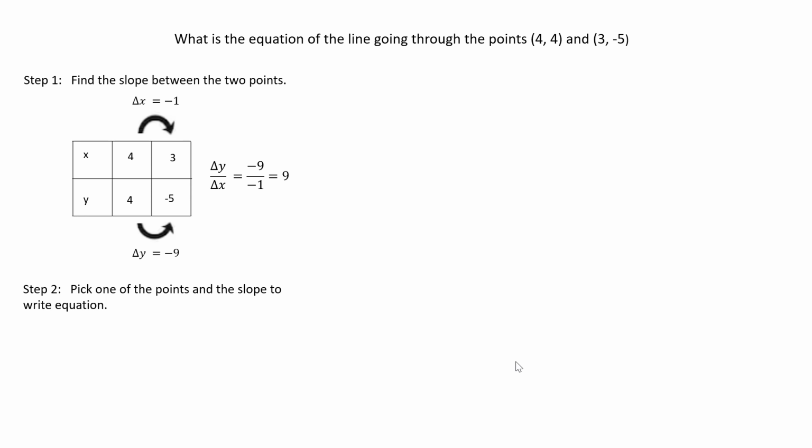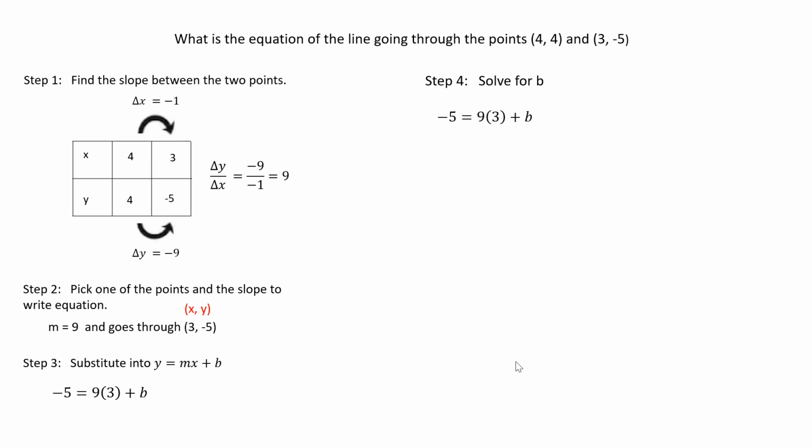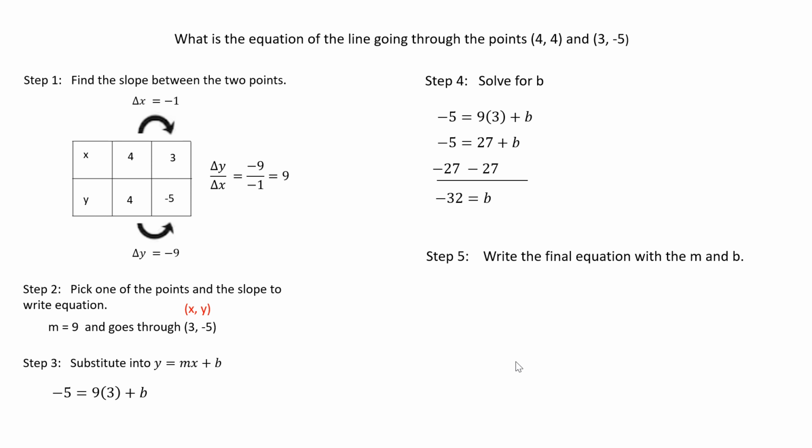Now I have the slope. Then I'm going to pick a point and the slope. I pick the point (3, negative 5), and I'm using the slope, which is 9. Then I will substitute that into y equals mx plus b. My y value is negative 5, my slope is 9, my x value is 3. I'm going to solve for the b value. 9 times 3 is 27. Subtract 27 from both sides of the equation. I get b equals negative 32. Now I can write the final equation with the slope and the y-intercept, the m and the b, and the answer is y equals 9x minus 32.